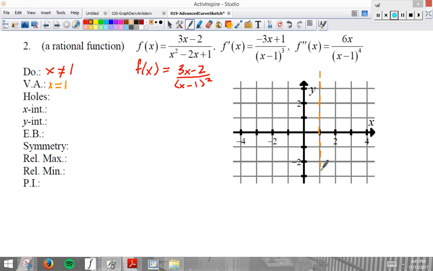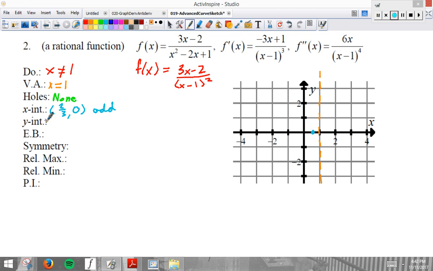I'm going to go ahead and draw that on here now. There are no holes. All the domain restrictions were vertical asymptotes. X-intercepts. What would make the top 0? That would just be the point (2/3, 0). Please be careful to write this as a coordinate. The power of that factor is odd, so I know I will go through this point. (2/3, 0) is very close to the asymptote, somewhat surprisingly close, but we're sure we're doing it right, so we don't question it.